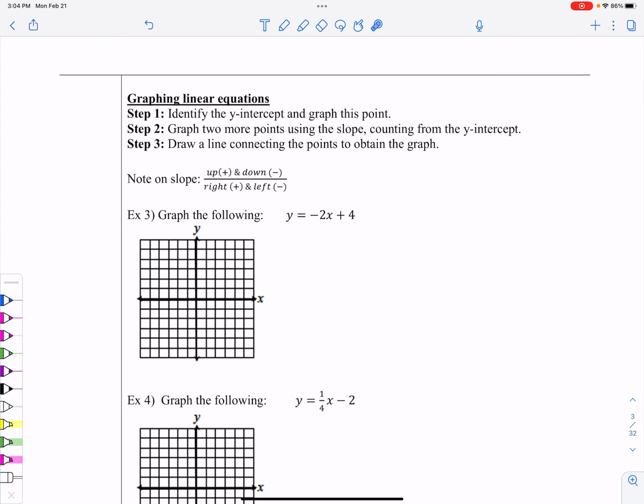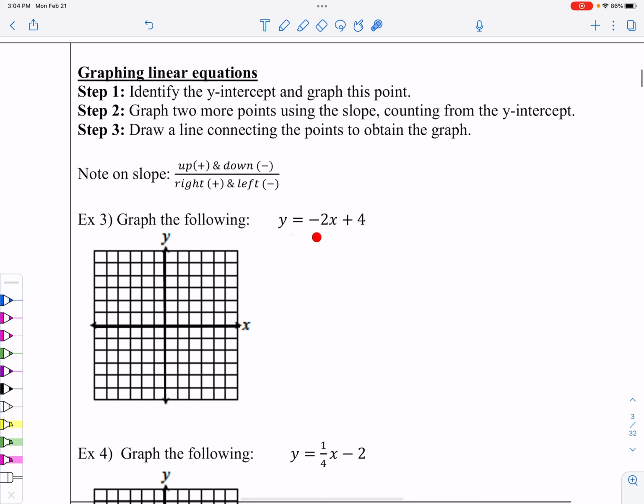Okay, so now this time they're giving us the equation and they want you to draw the graph. So the first step is we're going to identify the y-intercept and graph that point. So here, my y-intercept is 4, so I'm going to graph a 4. So I'll put a point right here. Okay, it's always going to be the y-intercept that we're graphing.